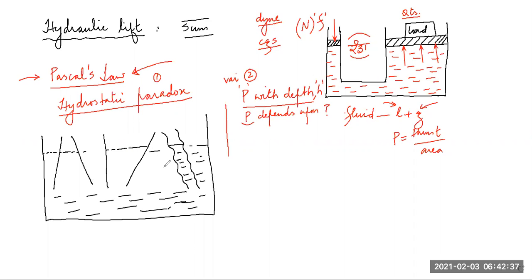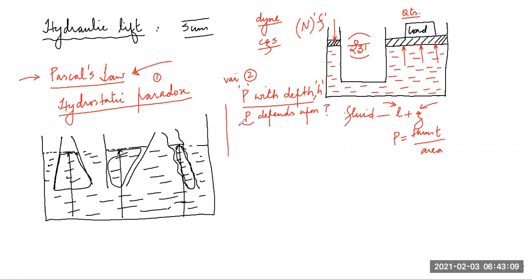I'm especially talking about liquids. So the height to which the liquid will rise. See, one thing is there, that the mass of water is different. Here, this much is the mass of water. Here, this much is the mass of water. Here, the mass of water is rather smaller. But the height to which the water will rise in all this will be same. This is hydrostatic paradox.